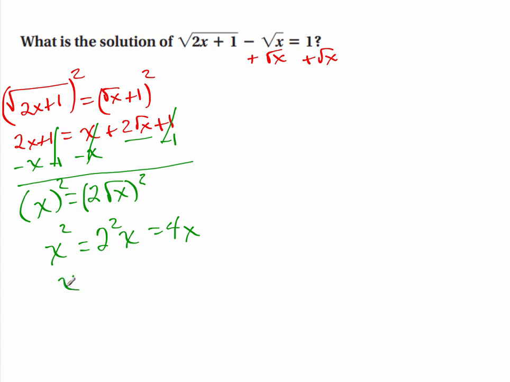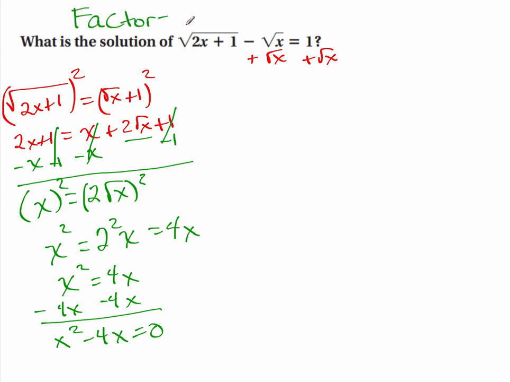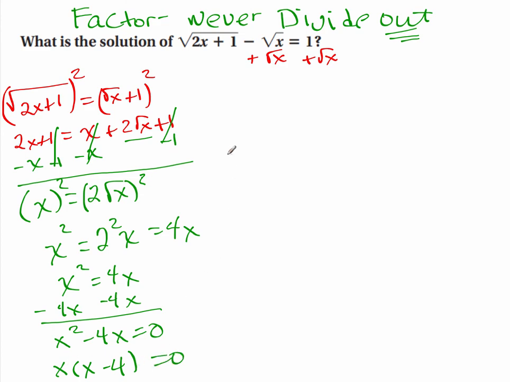At this point in time, resist the temptation to cancel out an x. You need to take this equation right here and subtract 4x from both sides. Get all of your x terms on one side. So this is x squared minus 4x is equal to 0. You always want to factor, never divide out. Factor. Never divide out. It's a really big deal. So now I'm going to factor x out. So I've got two solutions. One is when x is 0, and one is when x is 4.